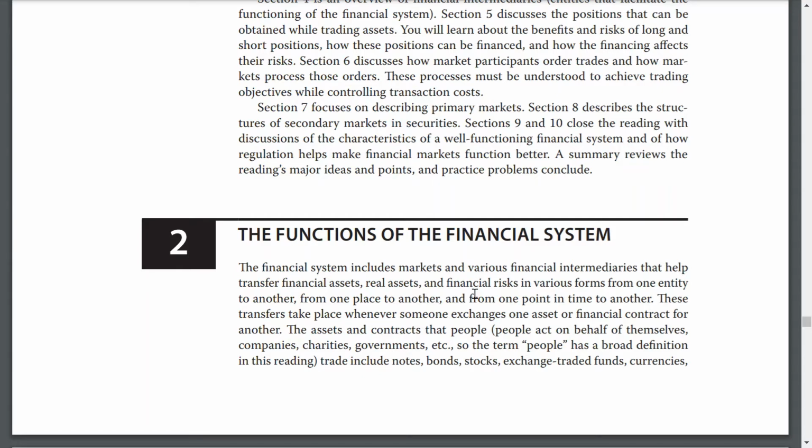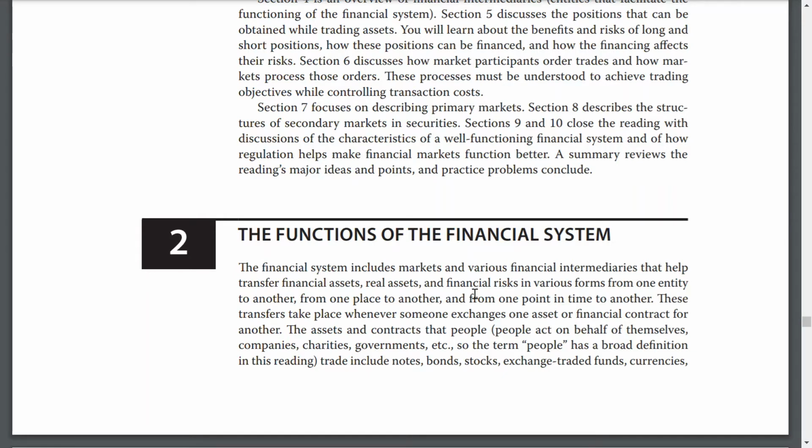Section 2, the function of the financial system. The financial system includes markets and various financial intermediaries that help transfer financial assets, real assets, and financial risk in various forms from one entity to another, from one place to another, and from one point in time to another. These transfers take place whenever someone exchanges one asset or financial contract for another.